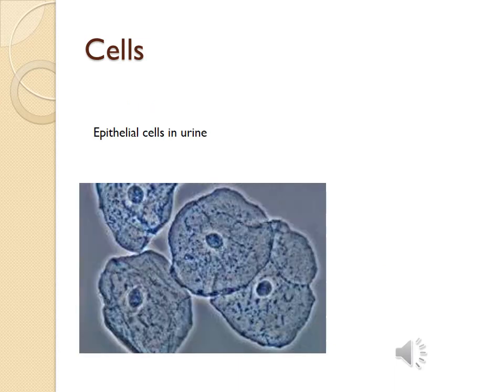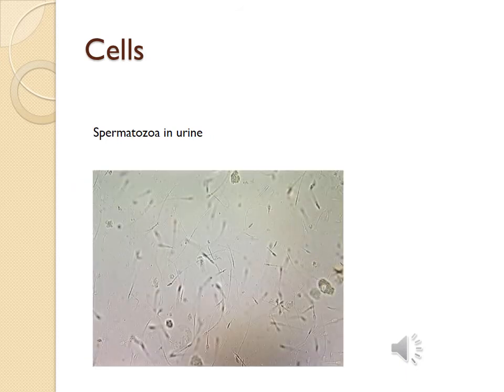Epithelial cells in urine. What is an epithelial cell? Epithelial cells are the lining of the urethra, urinary bladder, and the ureter. Under the microscope, they look like large cells with a nucleus. If they are found in small number, this is normal. However, if they are found in large number, they suggest or indicate a urinary tract infection or inflammation. Spermatozoa can also be found in the urine under the microscope.